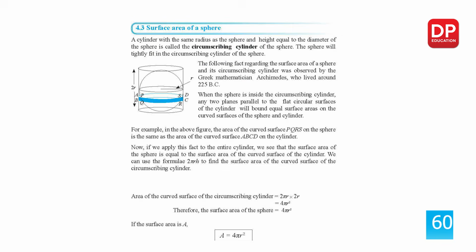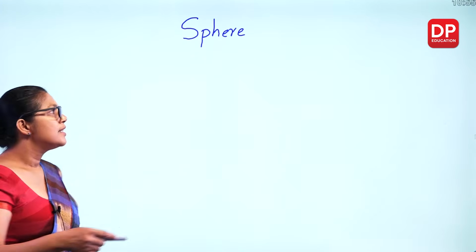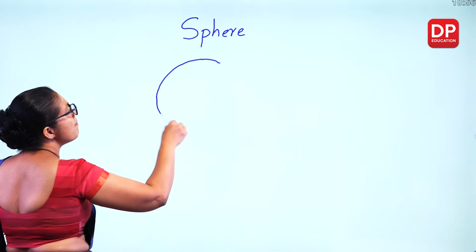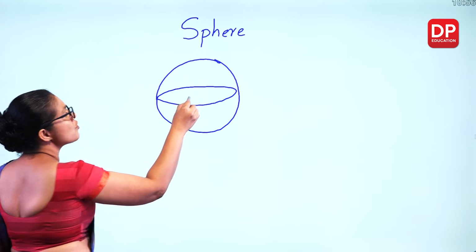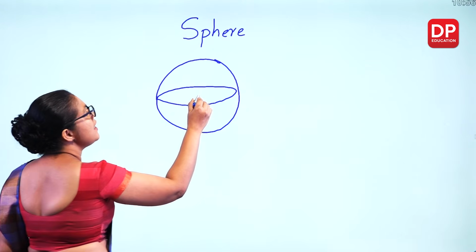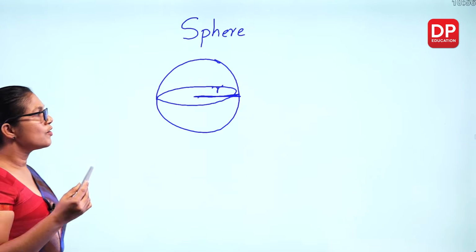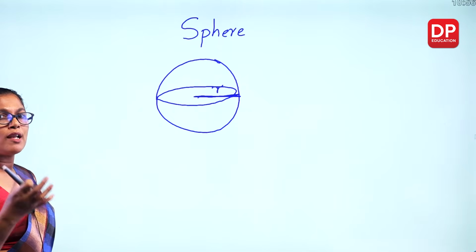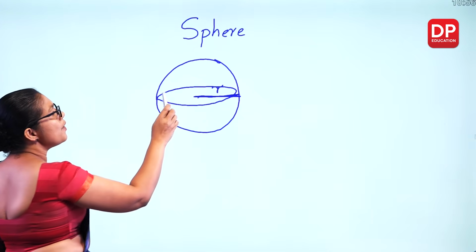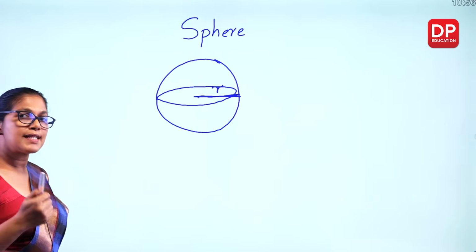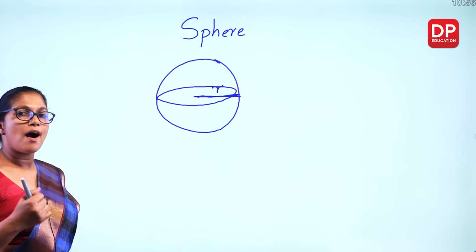Now we'll look at the next solid shape that you need to find the surface area of. That's called a sphere. What is a sphere? It's like a ball. So this is a 3D shape, and you can draw it like this. Here this is the center, and we need to know the radius of the sphere. In real life, a tennis ball or basketball looks like a sphere.